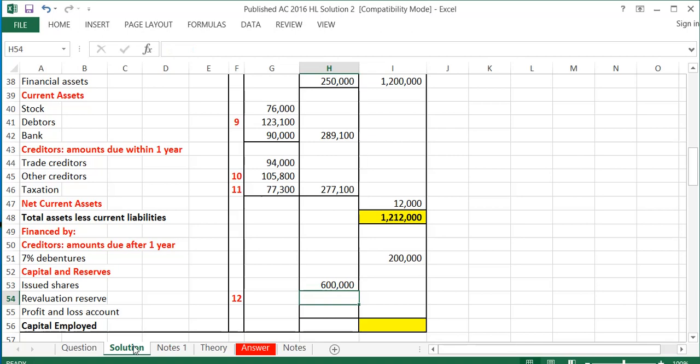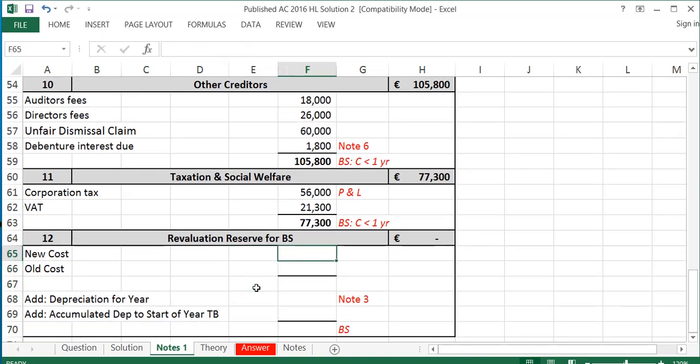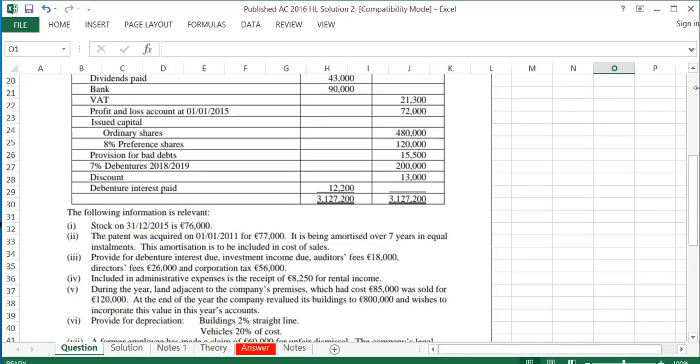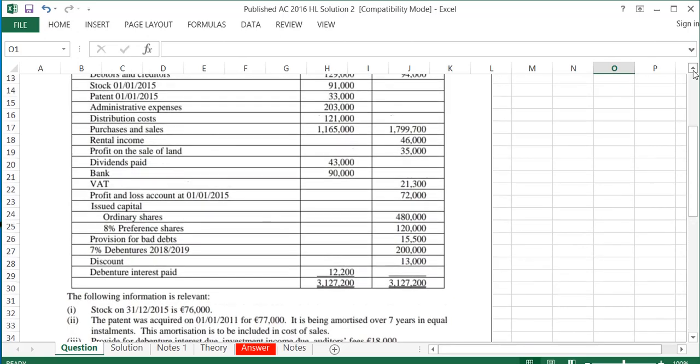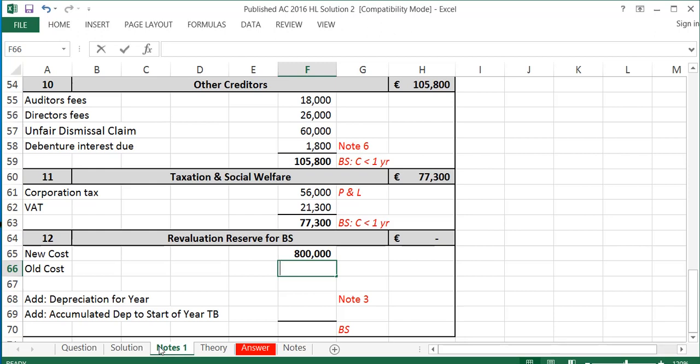My revaluation reserve, remember we said land and buildings was revalued to 800,000, so I need to do a note on revaluation reserve. So again, the same as we did in the notes for question 1, I'm going to get my new cost minus my old cost. So they were valued to 800,000. The old cost, which I can get from the trial balance, the cost of buildings were 700,000. So the difference is gone up by 100,000.